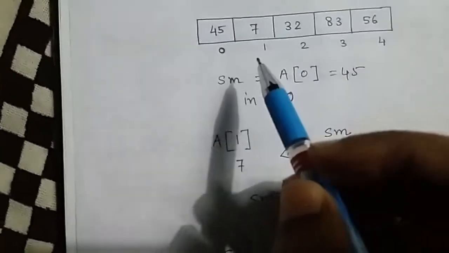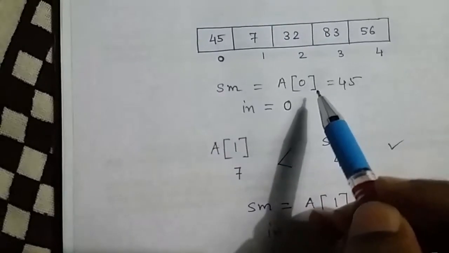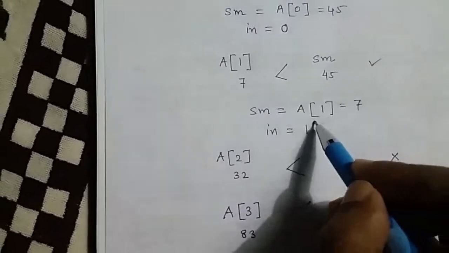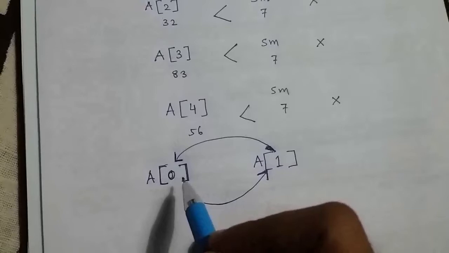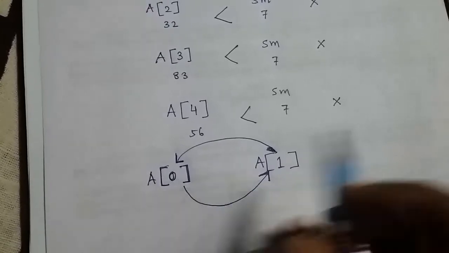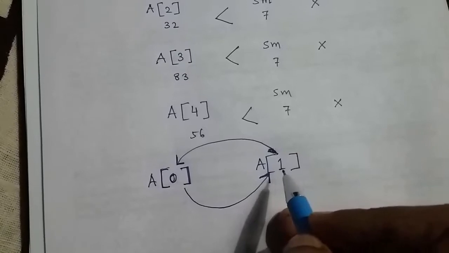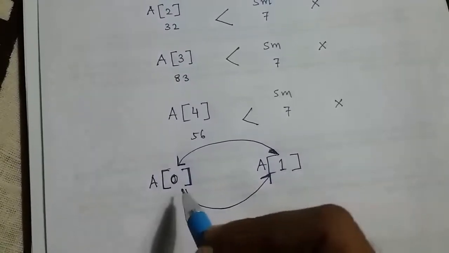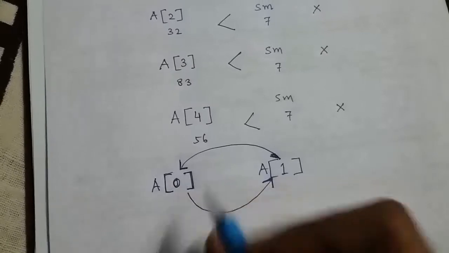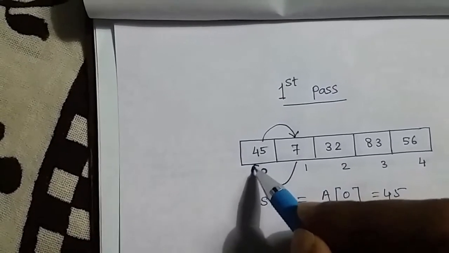So actually we considered the element A of 0 to be the smallest, but actually the smallest element is A of 1. You can see A of 1. So the element that was considered was A of 0 in the first pass, but actually the smallest element is A of 1. So they will be interchanged. So here 45 will go to index number 1 and 7 will go to index number 0.